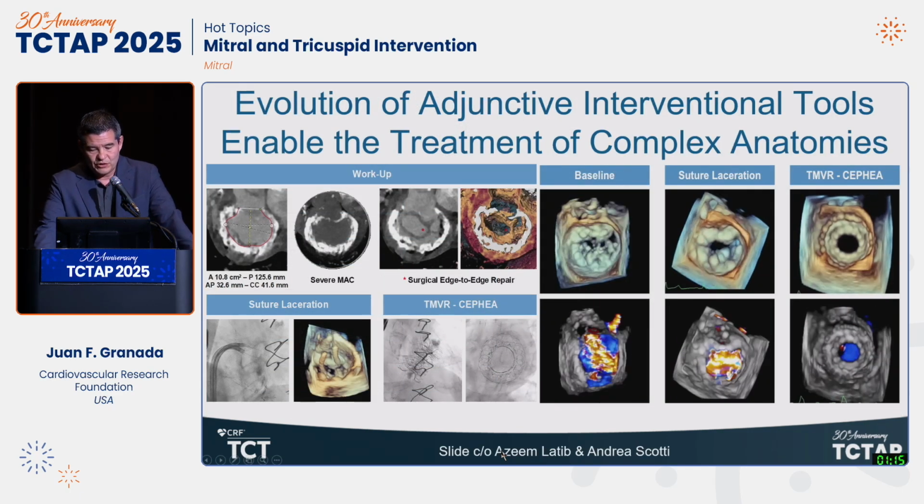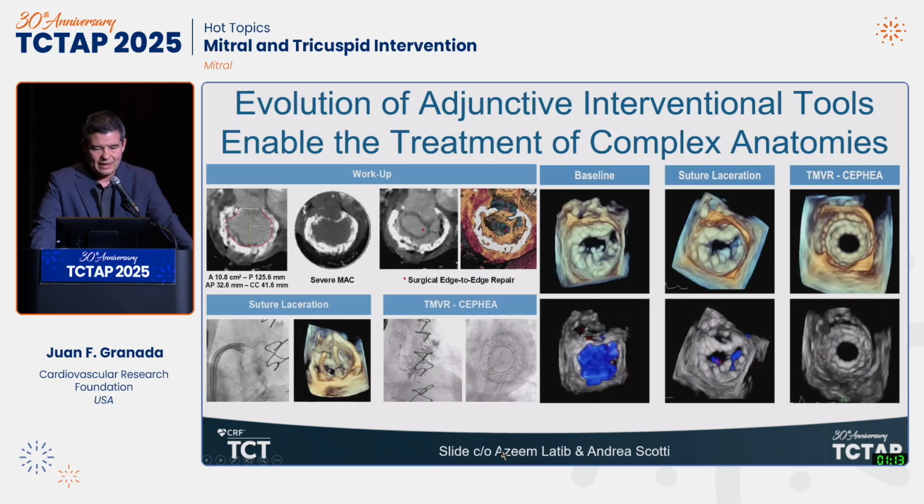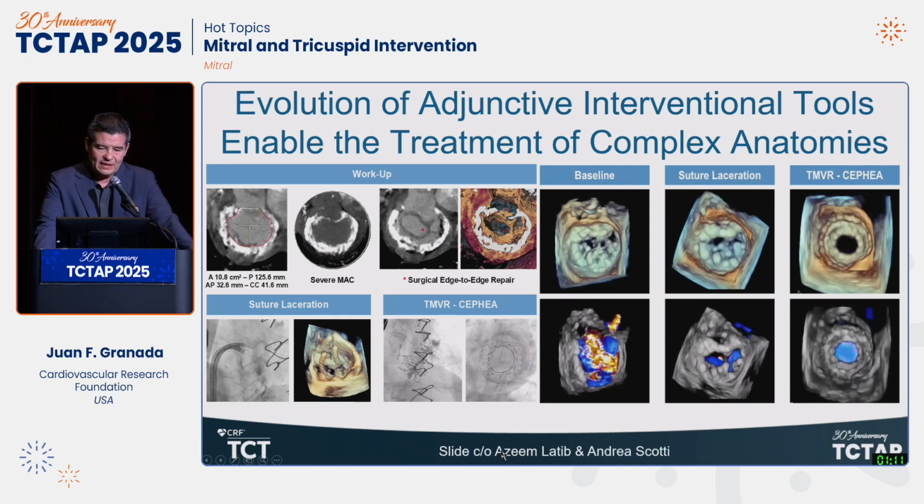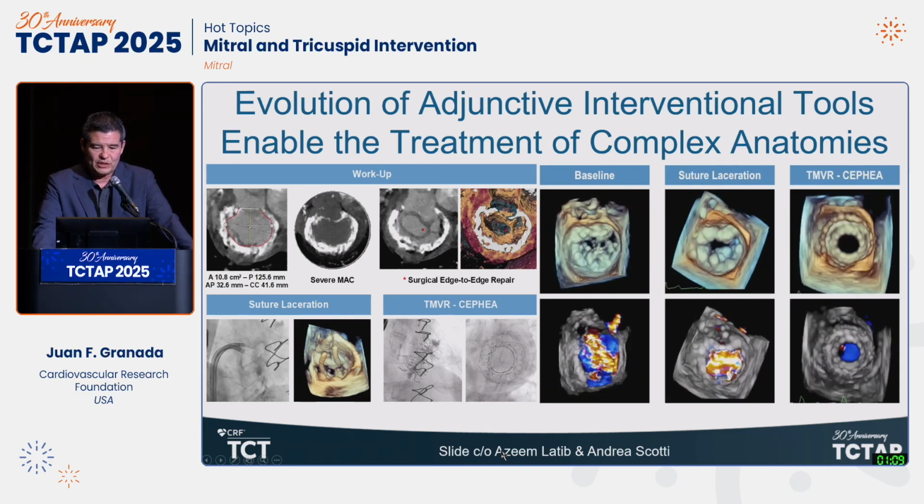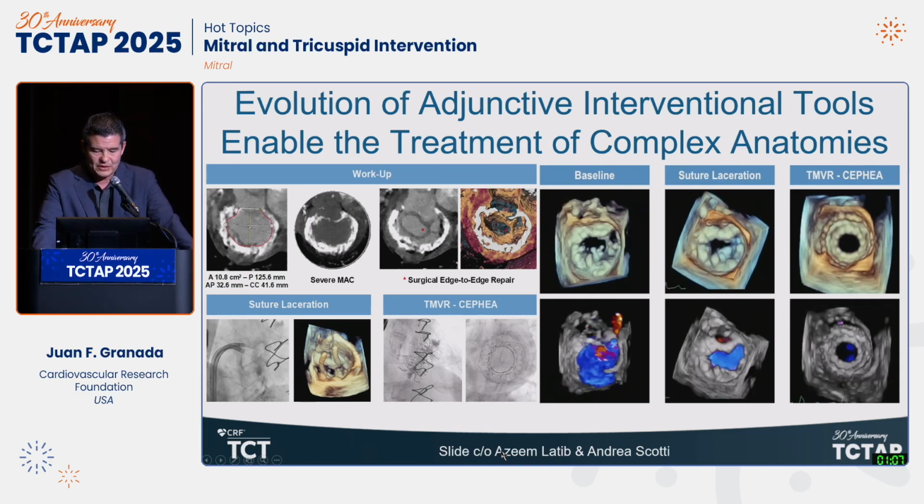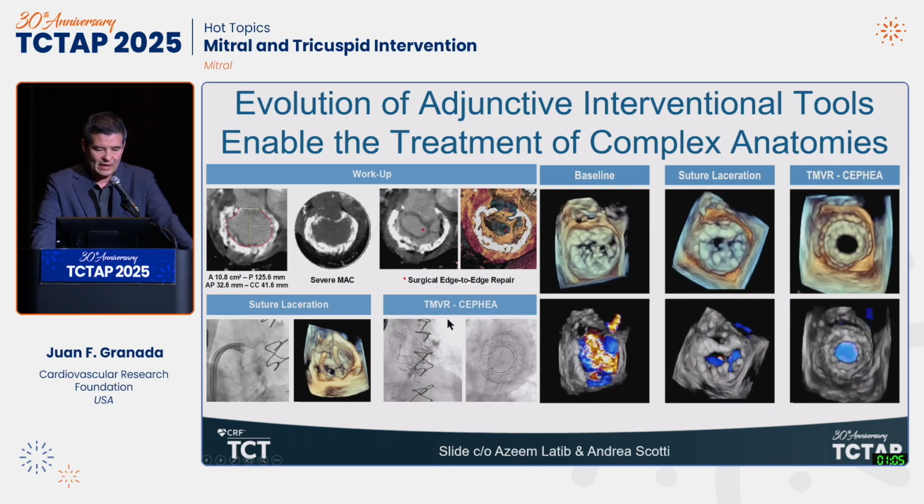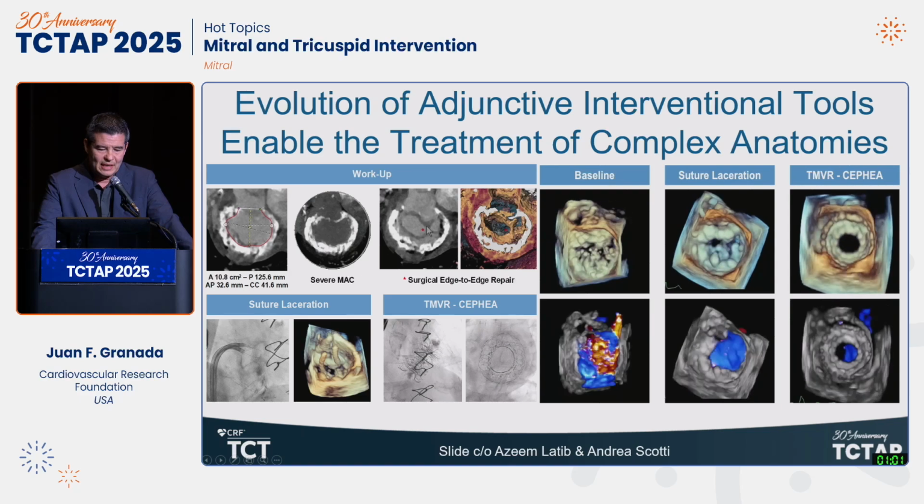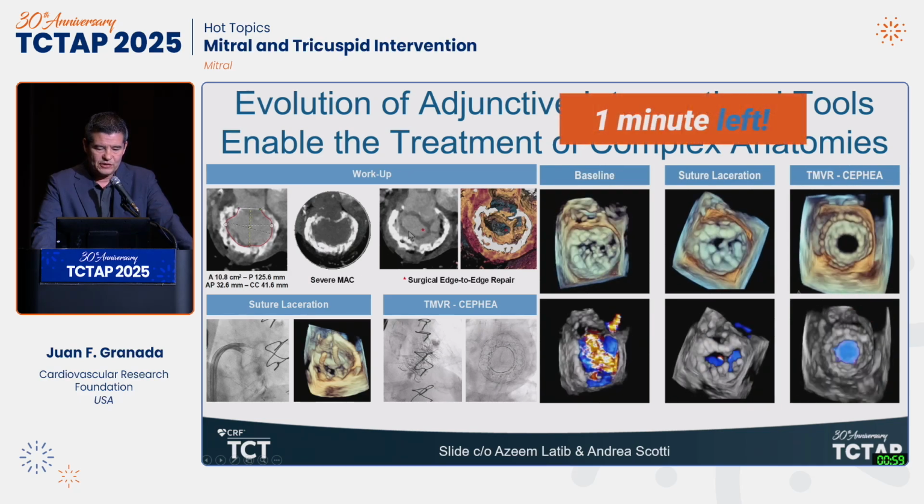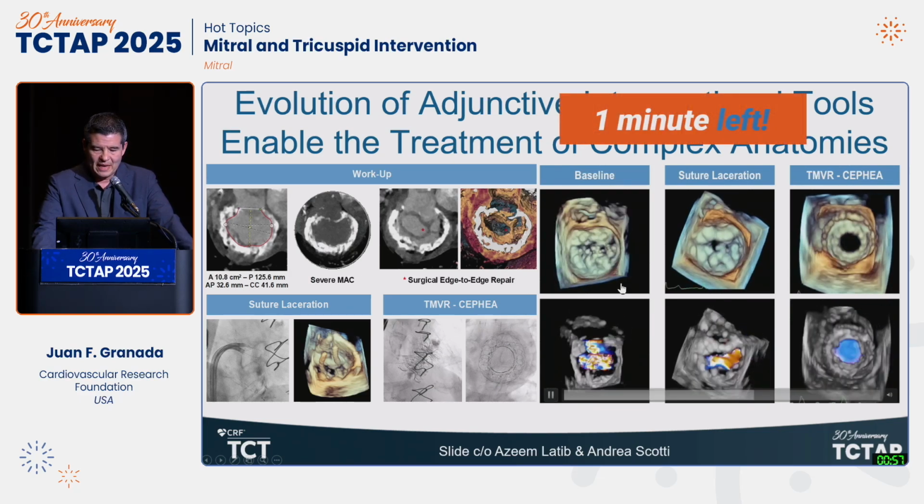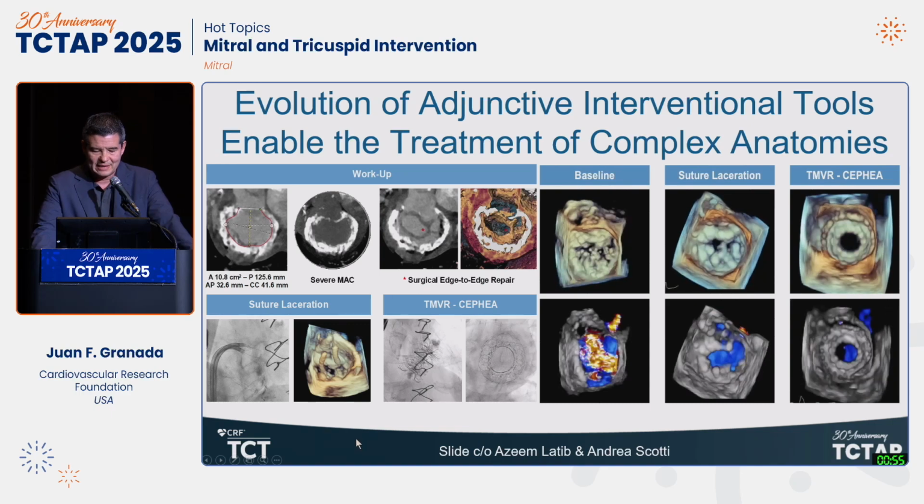One of the things that David showed, and I am really a believer in, is that the evolution of adjunctive interventional tools is going to enable the treatment of more complex anatomies. This is a case we did with Azim Latif, for example, where this patient had a failed Alfieri stitch with recurrence of MR, and we cut it with electrosurgery and then put in a TMVR device with an excellent clinical result.